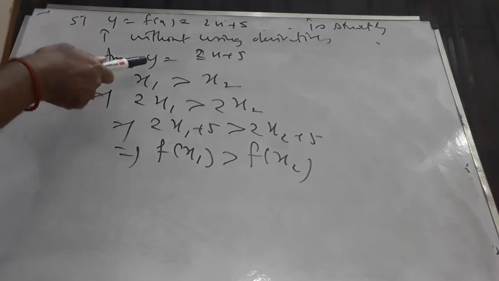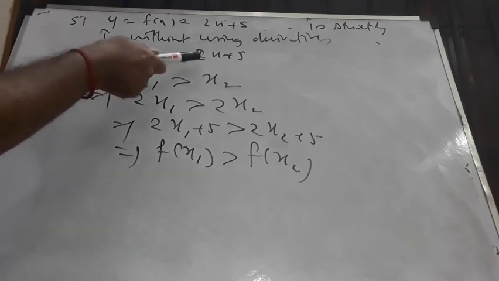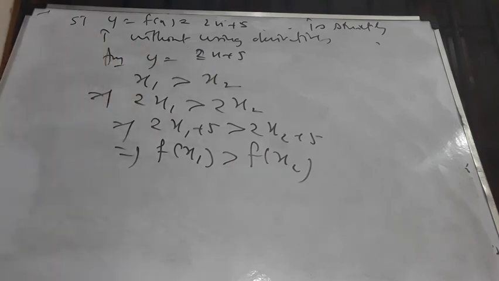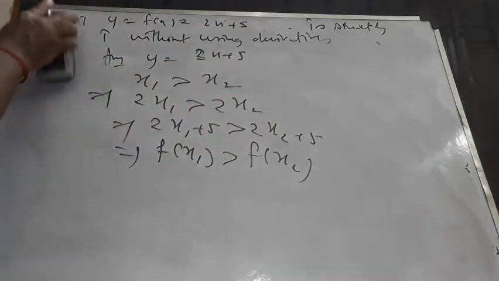Using derivatives, it's very simple. dy by dx is 2, which is definitely greater than 0. When the first derivative is definitely positive, the function is strictly increasing. This is the way it is being done.